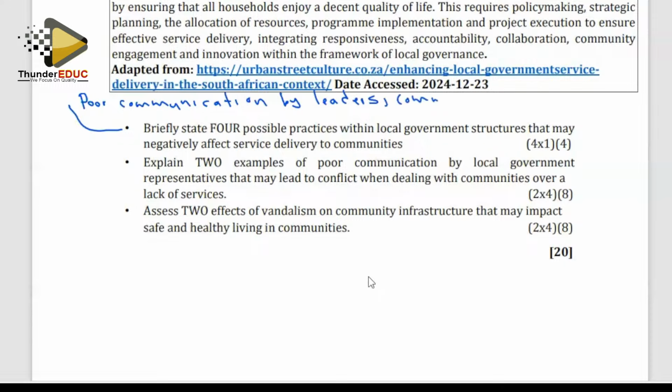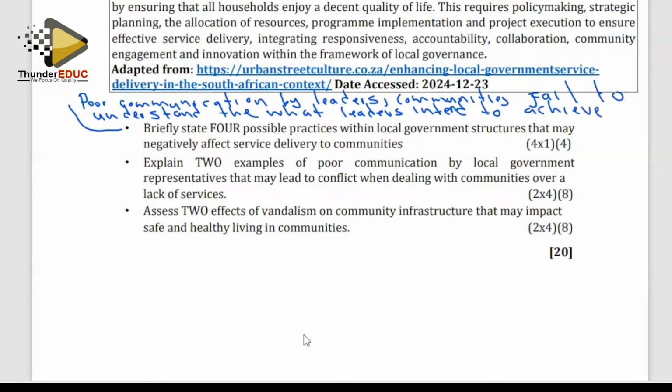So communities fail to understand the needs. Communities fail to understand what leaders intend to achieve. So if there is no open communication, it can result in failure too. So there's poor communication by leaders, and communities fail to understand what leaders intend to achieve, and also vice versa. The leaders do not really know what the communities need. So that is point number 1.